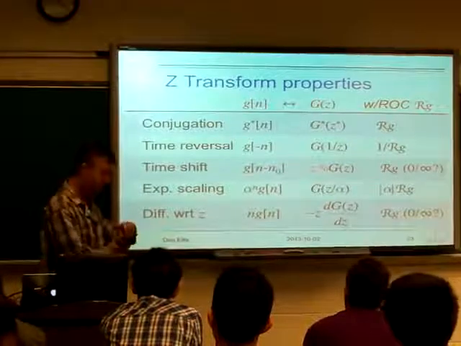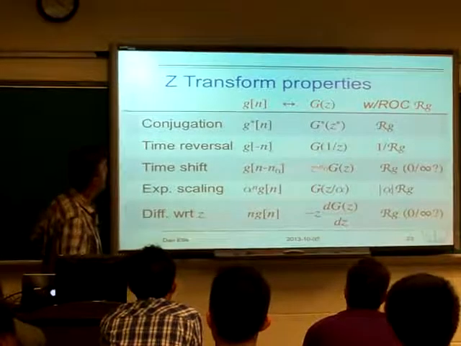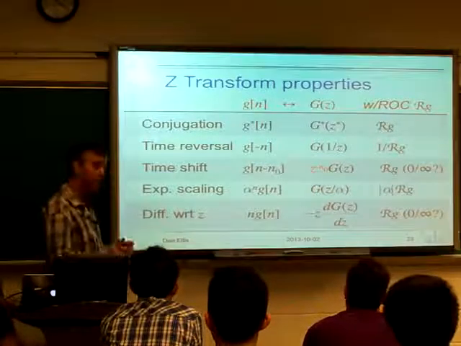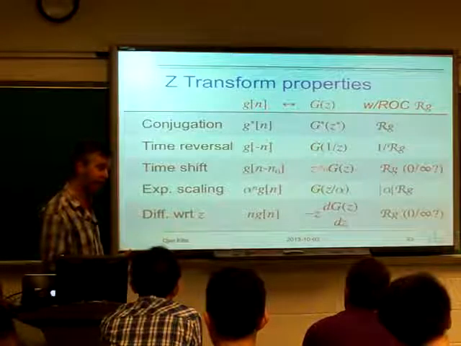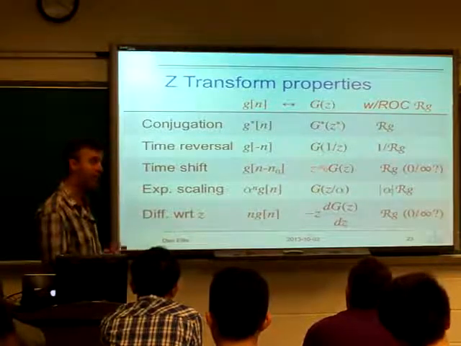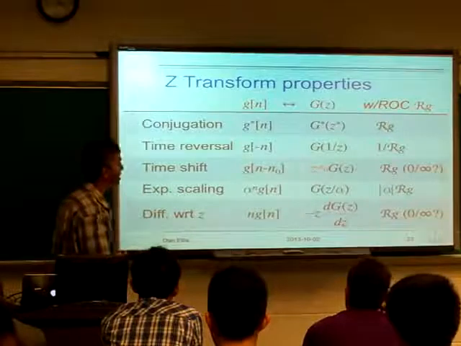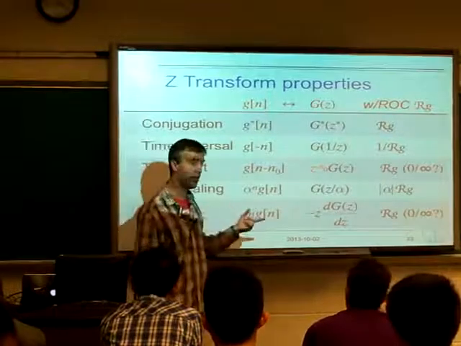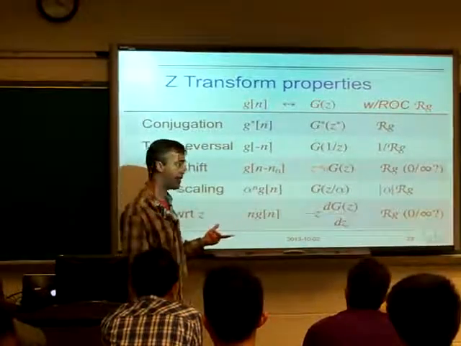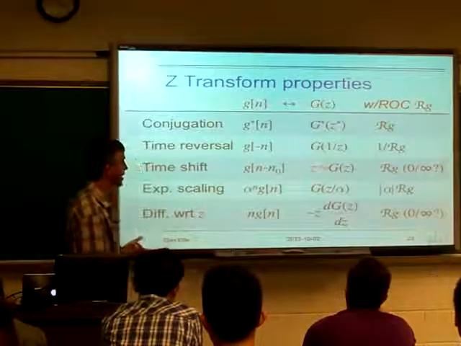Some general properties here of the Z transform. These mirror the things that we had for the DTFT, and in fact, they have to be consistent with the DTFT. In each of these cases, if we substitute z equal e to the j omega, it should give us the corresponding expression for the DTFT.